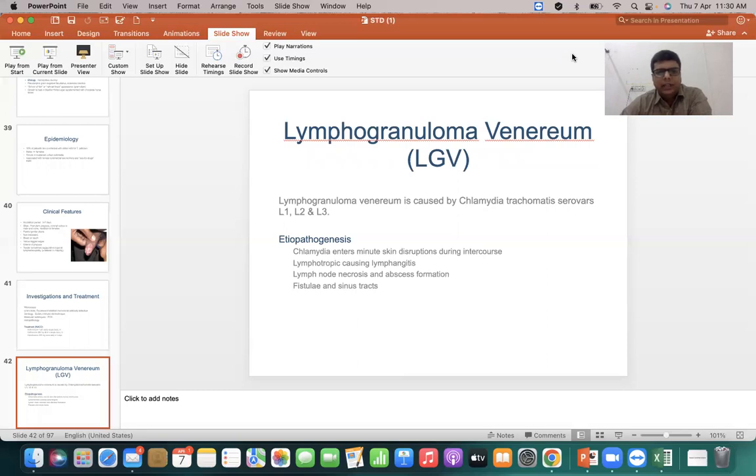Lymphogranuloma venereum is caused by Chlamydia trachomatis strains L1, L2, and L3. It enters through minute disruptions in the skin during intercourse and then travels through the lymphatics. It is a lymphotropic organism and causes lymphangitis. There will be lymph node necrosis and abscess formation. Then fistula and sinus tract formation will occur.